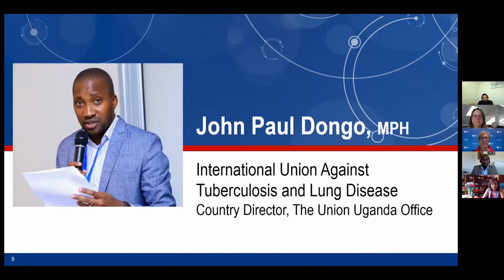John Paul Dongo is a country director at the Union Uganda office of the International Union Against Tuberculosis and Lung Disease. He is a public health specialist with over 13 years of experience in the field of public health, 11 of which are directly in the field of TB control.